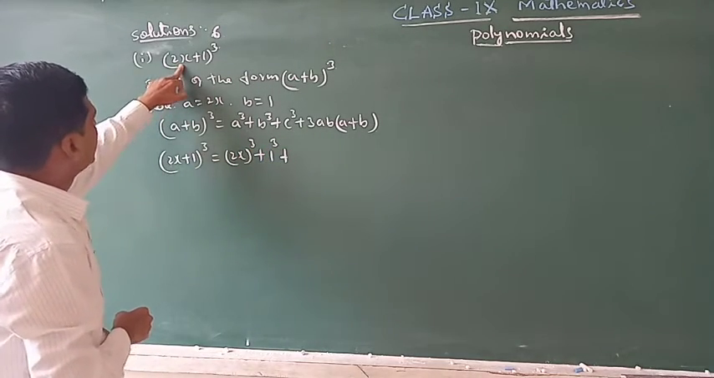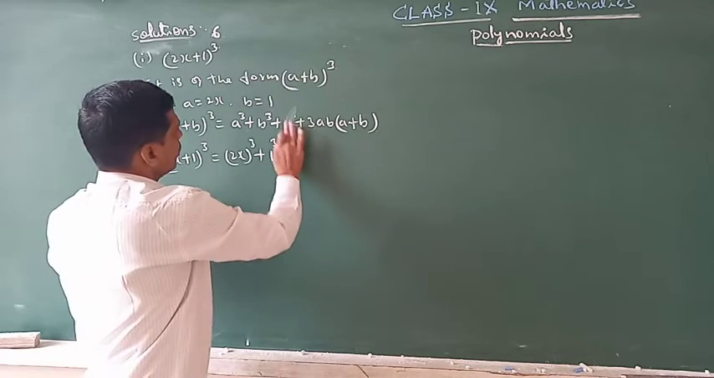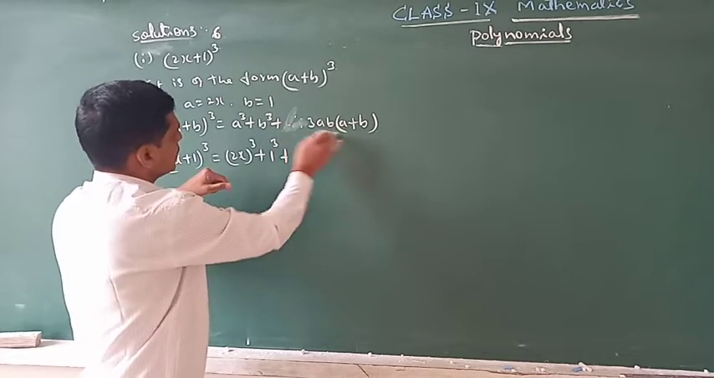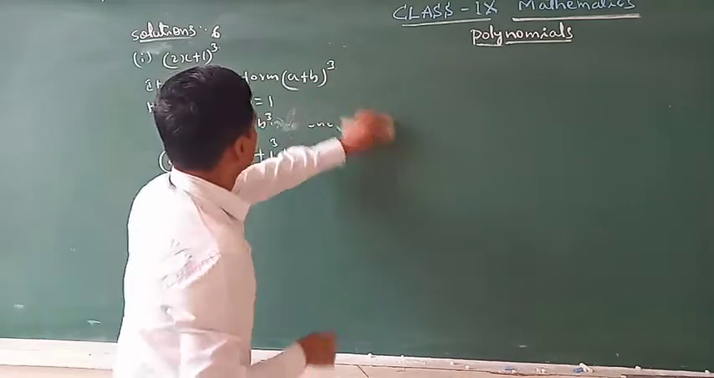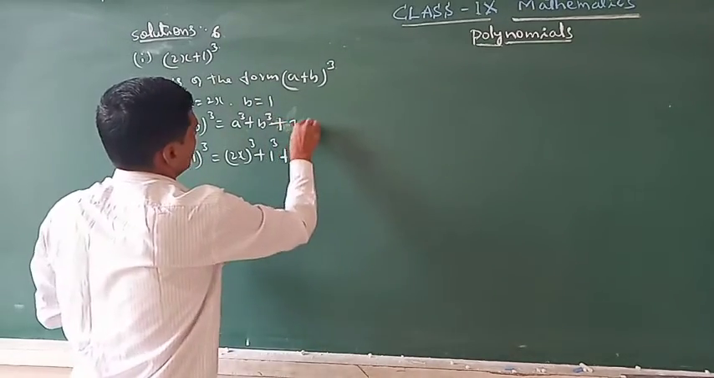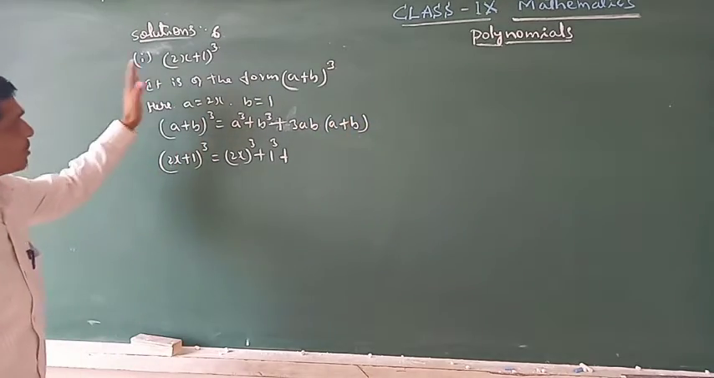Sorry, here the c value is not needed, it is a plus b whole cube only. So here it is a, b only, plus 3ab into a plus b. So that comes a plus b whole cube.